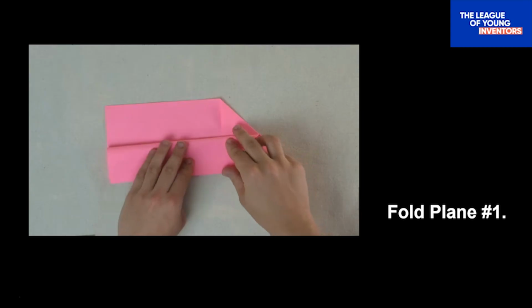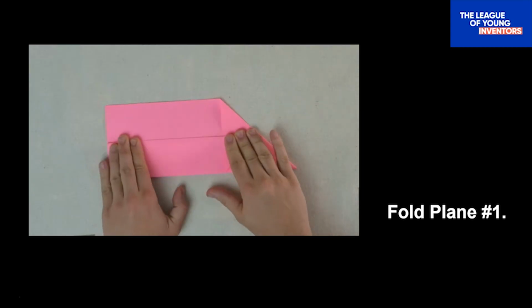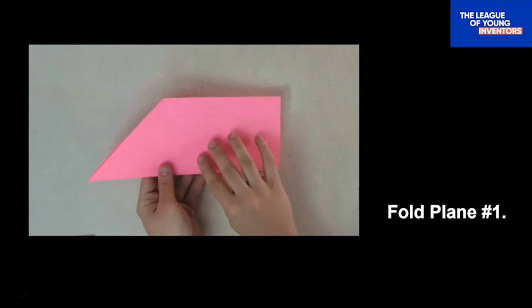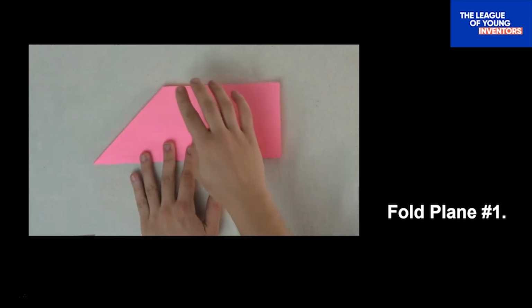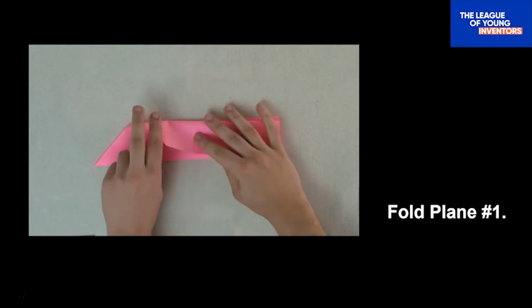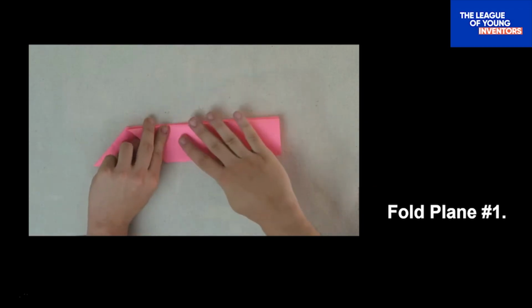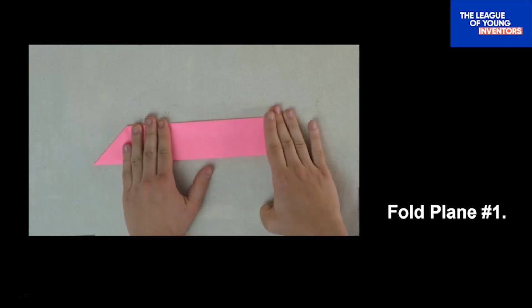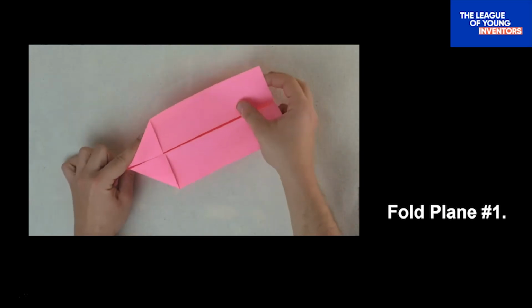Finally, take one side of your paper airplane and fold the top edge so that it meets the bottom edge and crease that fold. Now do the same thing on the other side. Now, congratulations, give yourself a pat on the back, give yourself a high five. You've created a paper airplane.